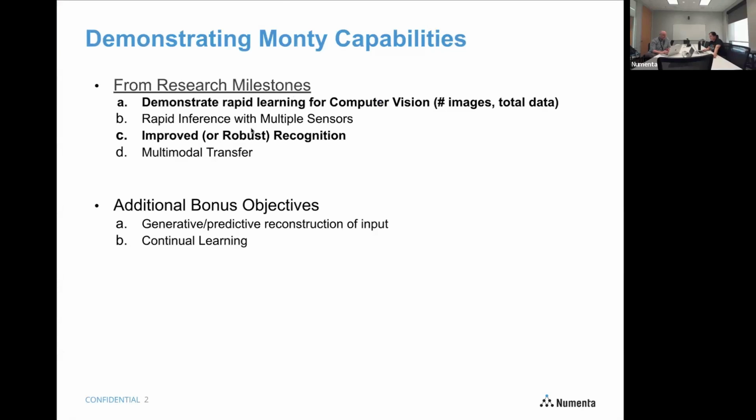Some of the starting point was these broad objectives, like demonstrate rapid learning for computer vision, whether that be from number of images or total data that's being used by Monty, rapid inference with multiple sensors, improved robust recognition, and multimodal transfer. We came up with additional things that we may be able to show, but I don't think these are fully implemented in Monty yet. Some other ideas were generative or predictive reconstruction of input. So if we're seeing part of an object, Monty can reconstruct the rest, and continual learning.